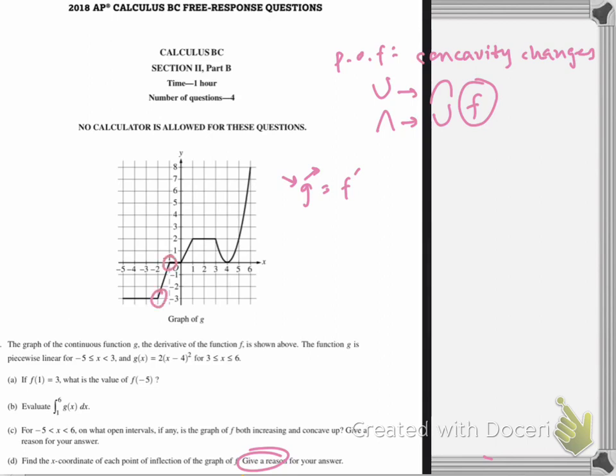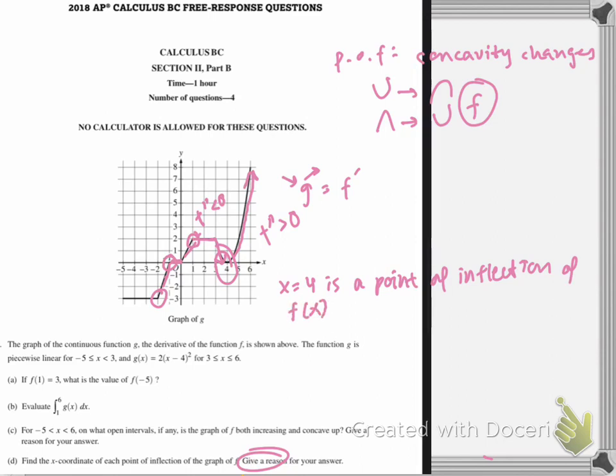And so that's not it. That's not it. It's just the slope is 0 here. It's increasing and then the slope is 0 here again. But hold on, it's decreasing here and the slope of g is increasing, which means f double prime is positive. So f double prime goes from less than 0 to greater than 0 over here, which means that at 4 is a point of inflection of the graph f of x.